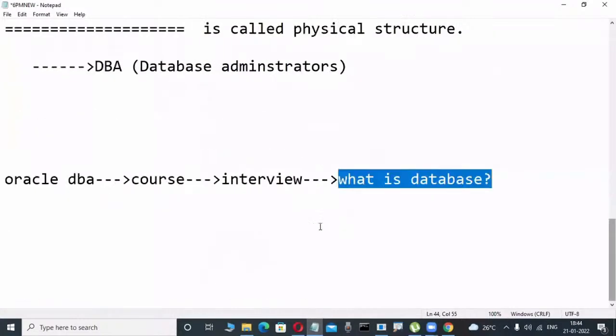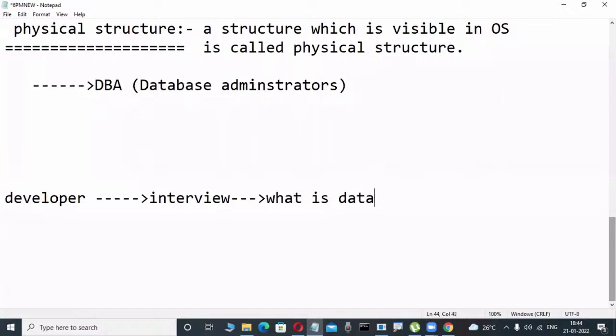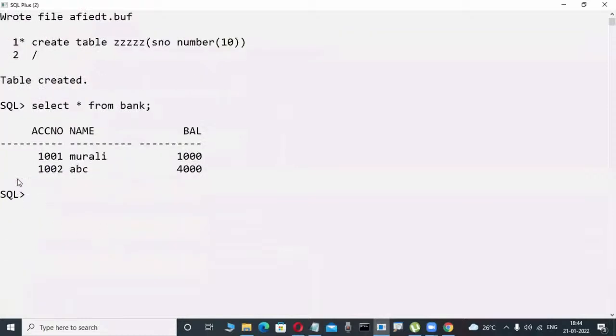Suppose I am a developer, not an administrator: a Java developer, SQL developer, PLSQL developer, or Python developer, attending an interview. What is a database? They may not ask it directly, but generally, developers answer from the logical structure side: it is a place where we can store structured collection of data.